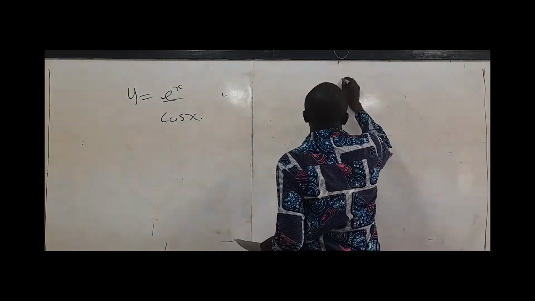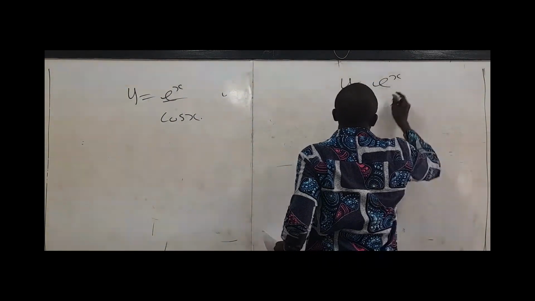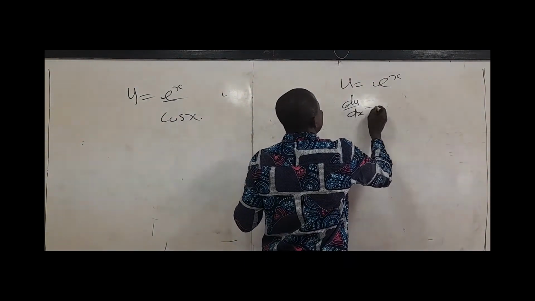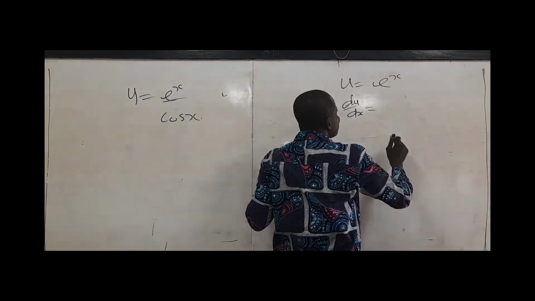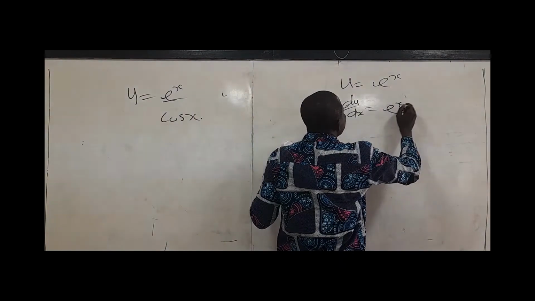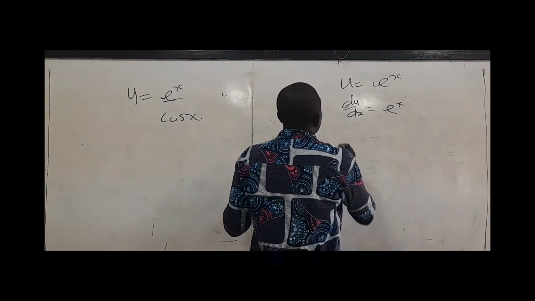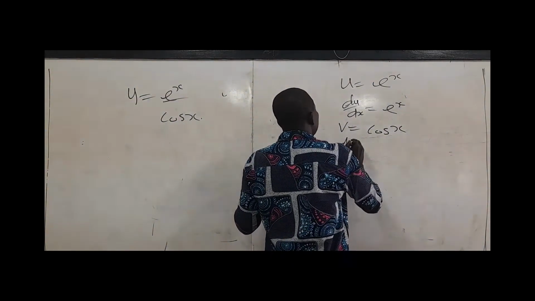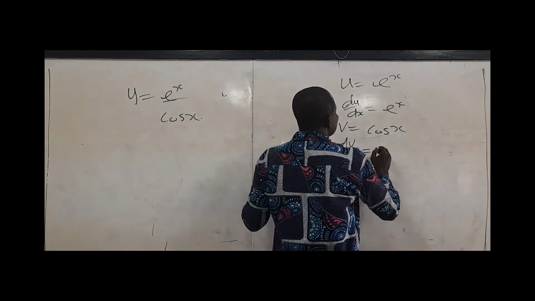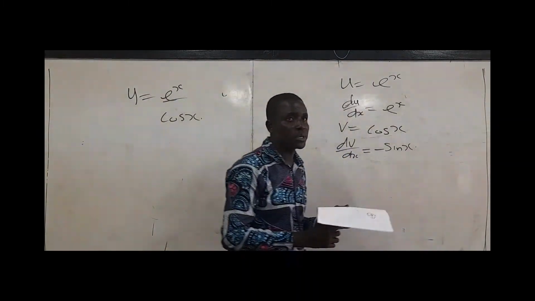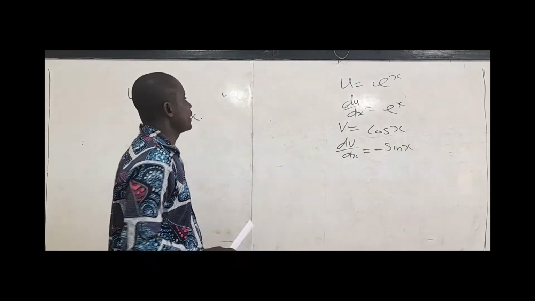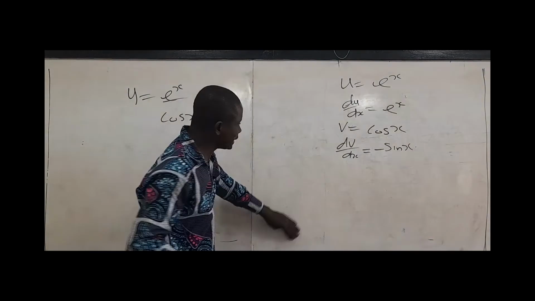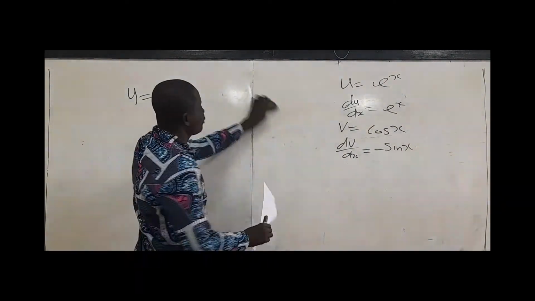In applying the quotient rule, what is the u? u is equal to e^x. How do you differentiate this? So du/dx, you differentiate this one, whatever you get you put in front here. It is 1 times e^x, so it's the same as e^x. Then v is equal to cos x. So dv/dx is equal to negative sin x. That's for your information. Now that we've been able to establish this, what does the quotient rule tell us? It tells us what we are supposed to know. Is that okay? Any question? No. So let's move on.